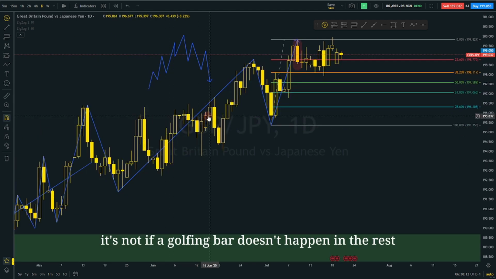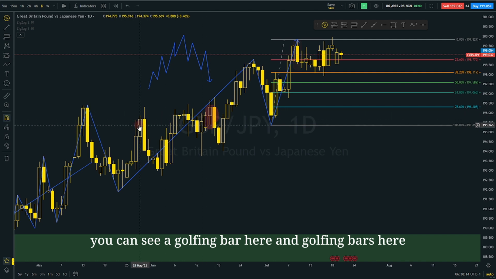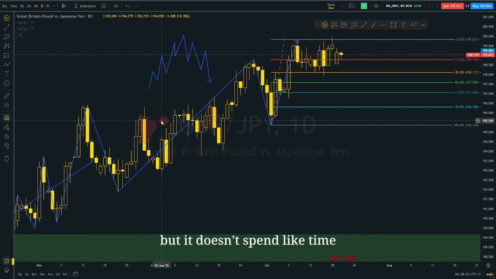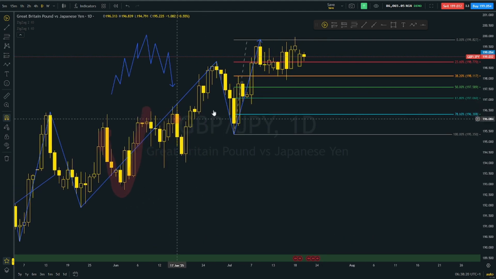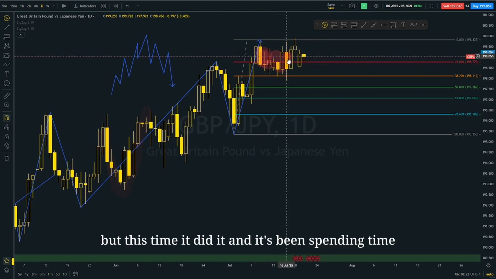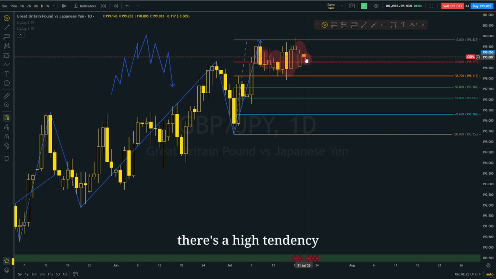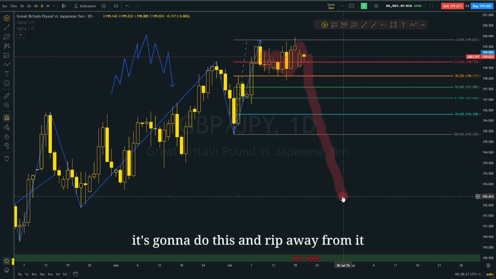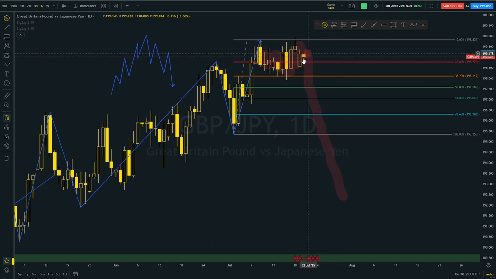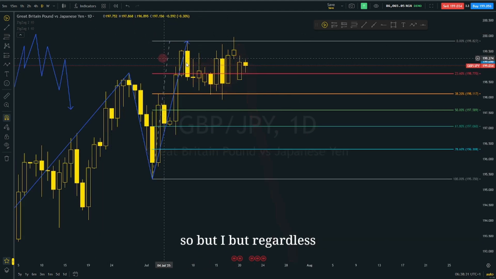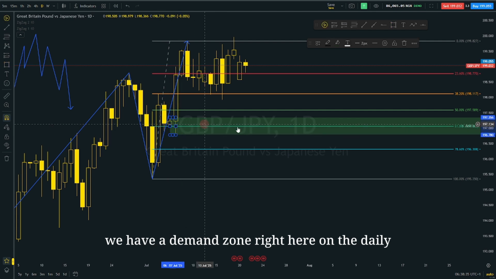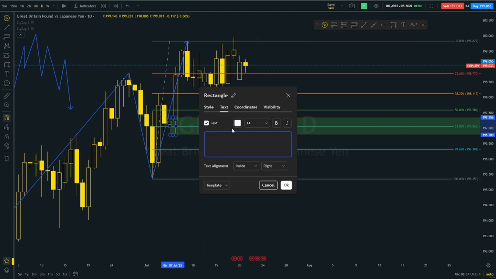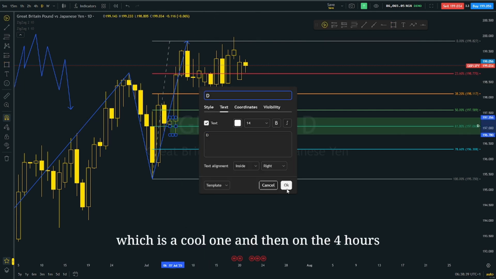It's not that an engulfing bar doesn't happen elsewhere. You can see an engulfing bar here, engulfing bars here, but it doesn't spend time. It just does it and runs away immediately. But this time it did it and it's been spending time. There's a high tendency it's going to do this and rip away from it. But regardless, we have a demand zone right here on the daily, which is a cool one.